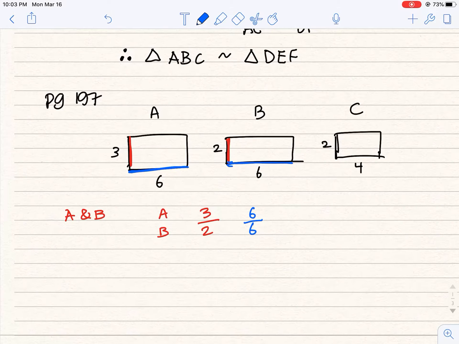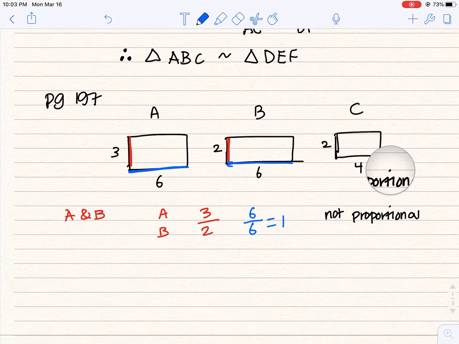Are they proportional? Are they the same? Can you say they are equal? 3 over 2 equals 6 over 6. 6 over 6 is really just 1, right? So are 1 and 3 over 2 the same? Nope, they are not. So they are not proportional. If they're not proportional, you can't say that they are similar.